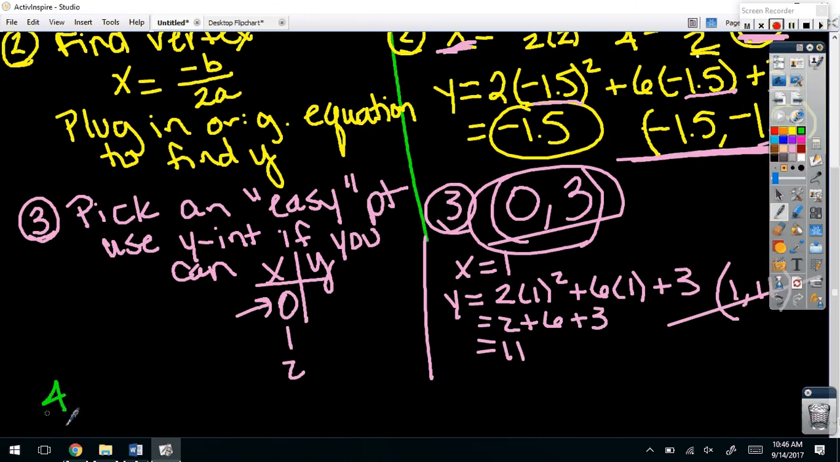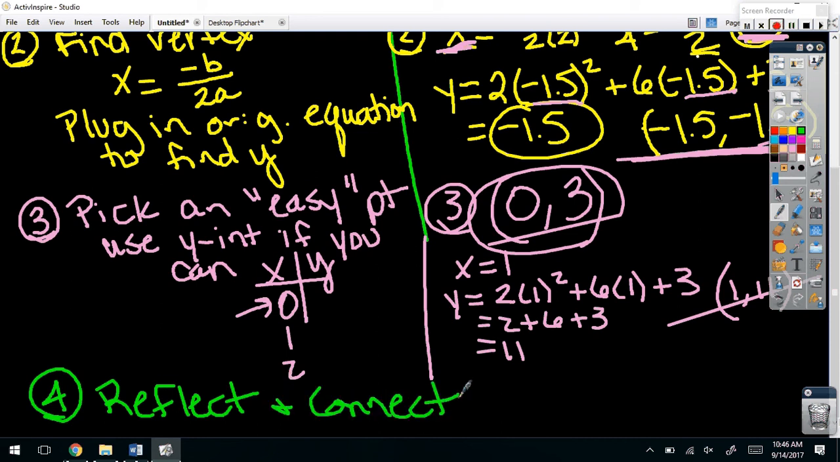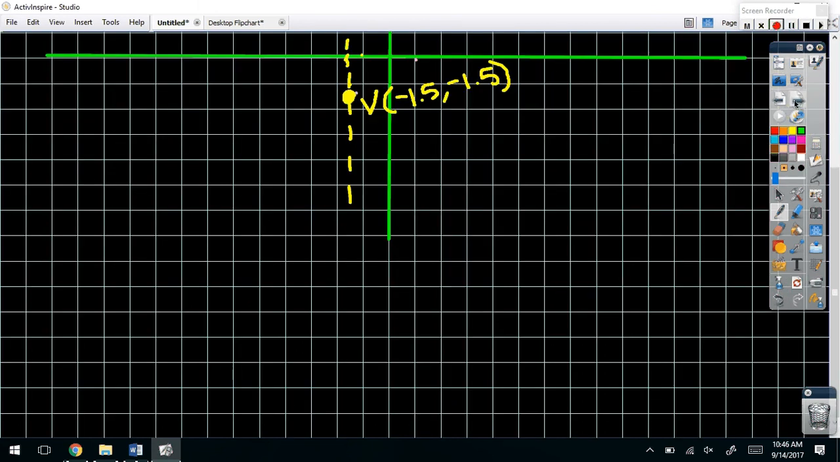The very last thing we're going to do is we're going to reflect that over our line of symmetry and connect all the dots. Reflect and connect. Right, and I'm going to come back to this. I know y'all haven't finished copying it, guys. Please stop and let's get through this.